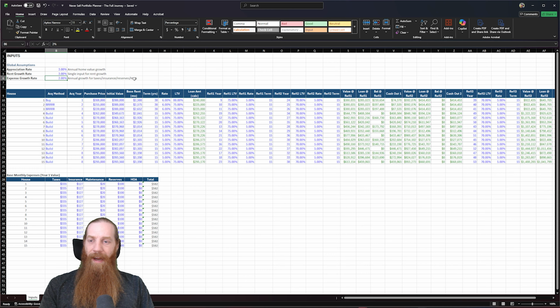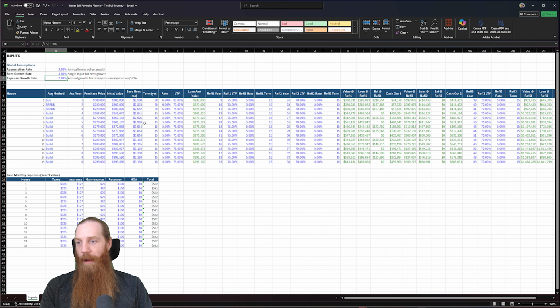HOA, in my experience, HOAs don't go up that much. I mean, they do increase over time, but they're usually less than or equal to the rate of inflation. So, those might be lower than what your general inflation rate is. Overall, my point here is that your expense growth rate is typically going to be a little bit less than what you're seeing for appreciation and rent growth.